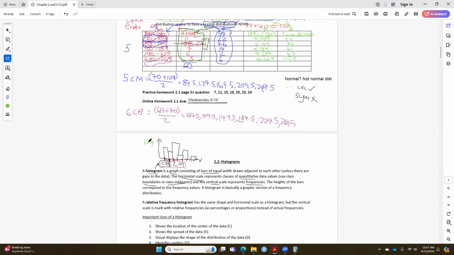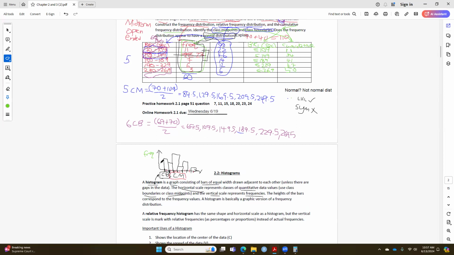What's frequency? This is the one. That means this bar will have 11, and then the other one is 23. So again, this is an example, and this is called a histogram.